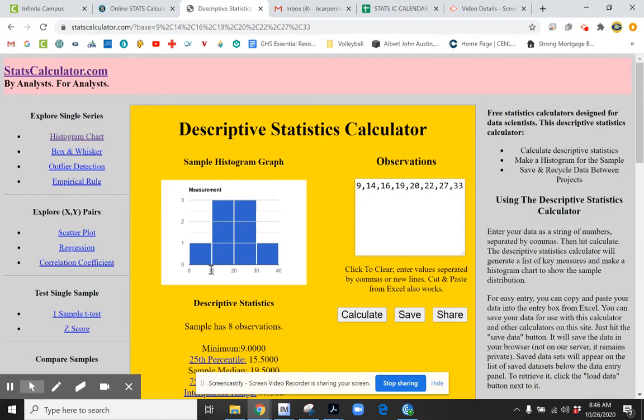And if you go from 10 grams of fat to 20 grams of fat, it seems like our count is up here at 3. So there are 3 data points that are in this range. You can see them: the fat content of 14 and 16 and 19. So this is a really handy website.